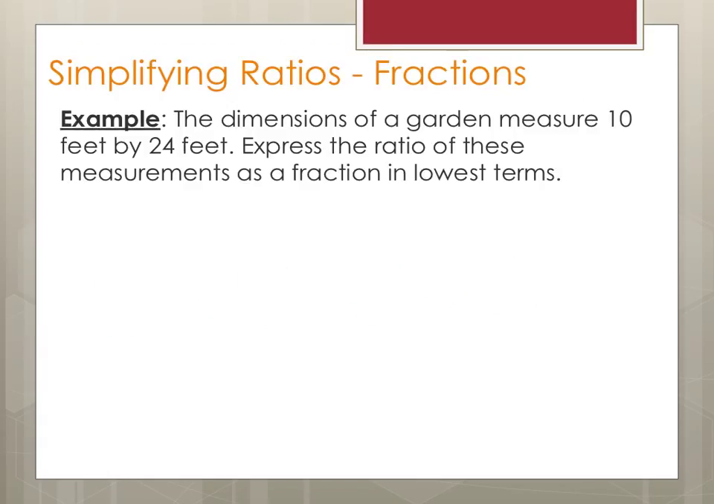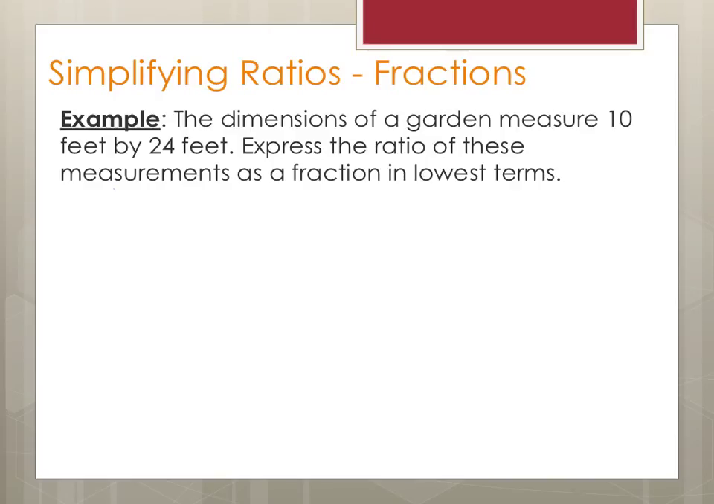Now let's look at an example where we'll simplify a ratio. Remember, when we write a ratio as a fraction, we always want to represent it in lowest terms. So the dimensions of a garden here measure 10 feet by 24 feet. The units are the same, so we know that this is going to be a ratio. We want to express the ratio of these measurements as a fraction in lowest terms. So let's start by writing this as a fraction as is.